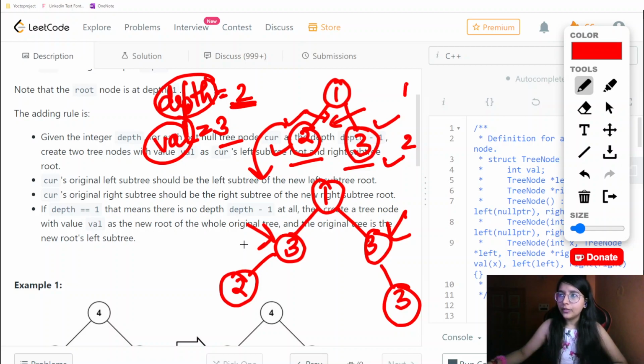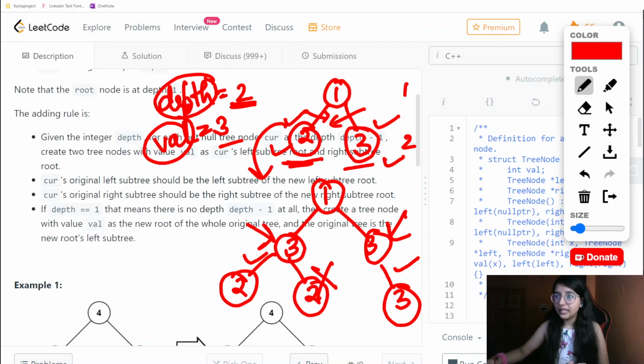Meaning basically if they were on the left side, then to the newly added nodes, these will again be on the left side only, and this will be on the right side only. That's what they want to say. Even if they are on the left side, they should still be towards the left only, not towards the right. This would be wrong, but this is correct. And the same goes for this part also. So this is the thing which we need to take care of.